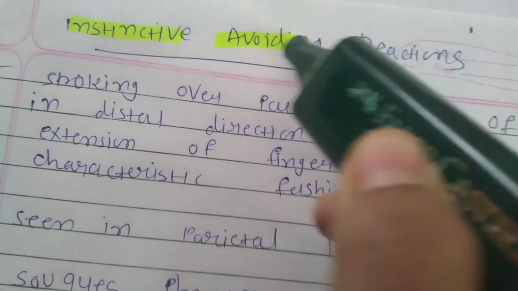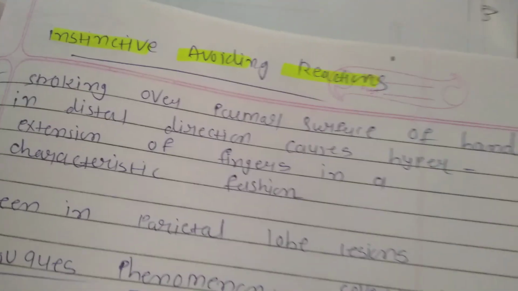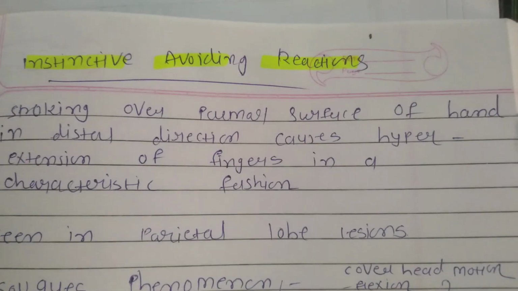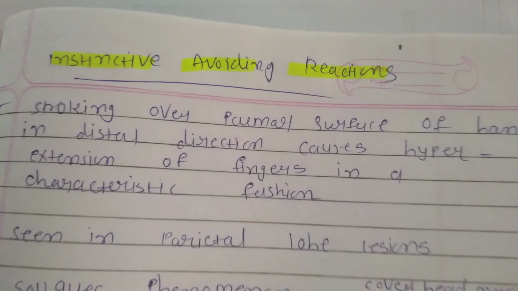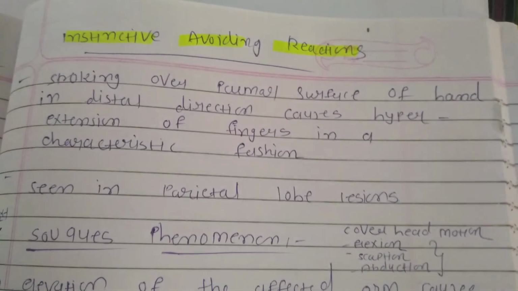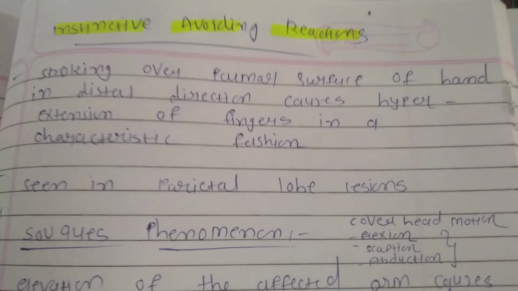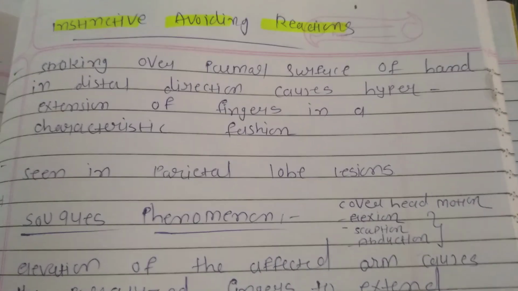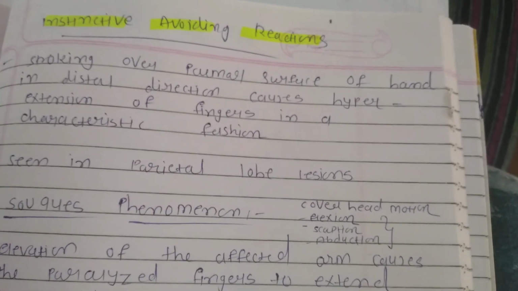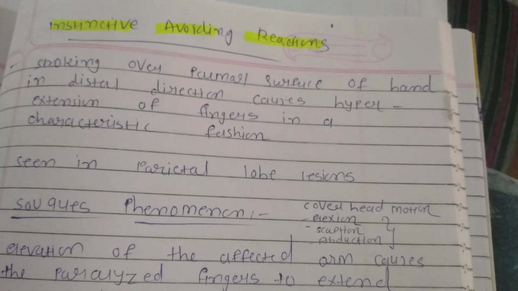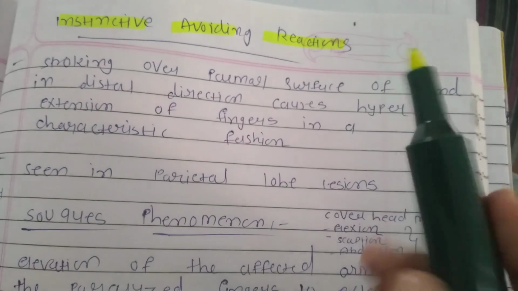The other one is instinctive avoiding reaction. As we can understand from the name, there will be avoidance. Stroking over the palmar surface of the hand from proximal to distal direction causes hyperextension of the fingers in a characteristic fashion. If we give any stimulus to the palmar aspect, there will be extension of the fingers. This is seen in parietal lobe lesions.